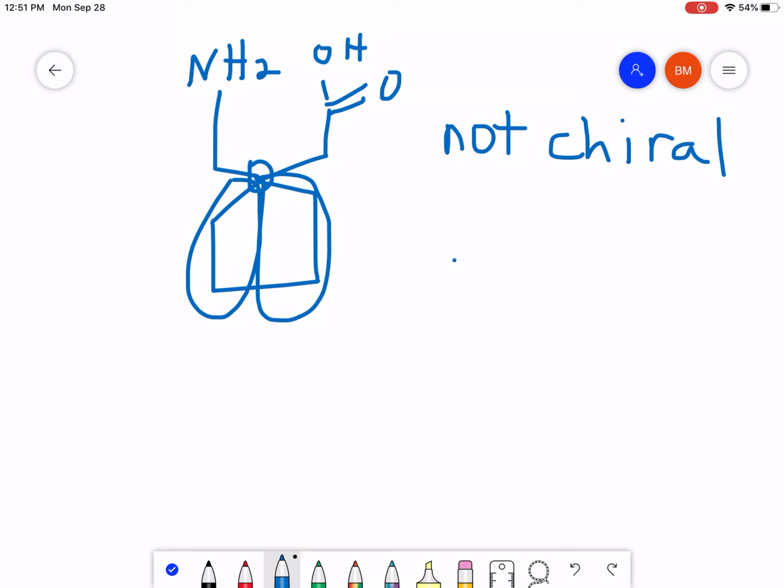So just look closely, and you should be able to identify where the ring can be cut in half at the attachment to a candidate carbon, and you can figure out whether it's stereogenic or not. All right.